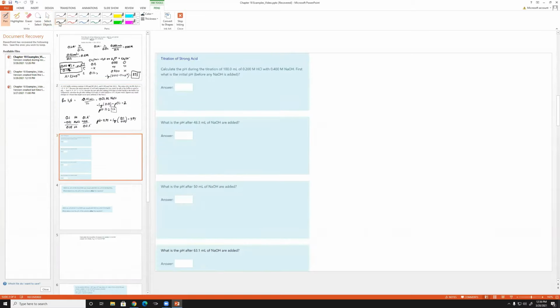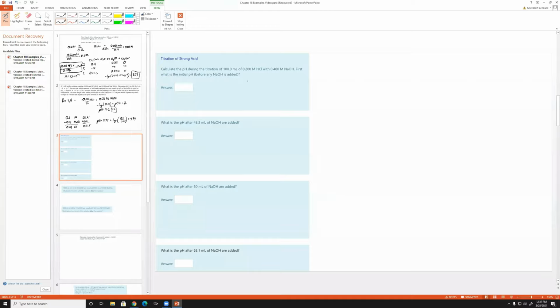Okay, next one, titration of a strong acid. So in this case, when we're doing strong acid into strong base for titration rather than weak acid and weak base, all we have to do is figure out the acid or the base, whether they're in excess or not, and that will be used to determine the pH. So first, calculate the pH during the titration of the HCl with the 0.4 molar NaOH. First, what is the initial pH?